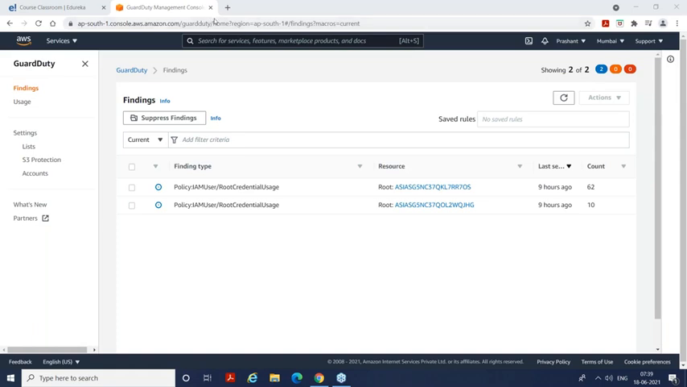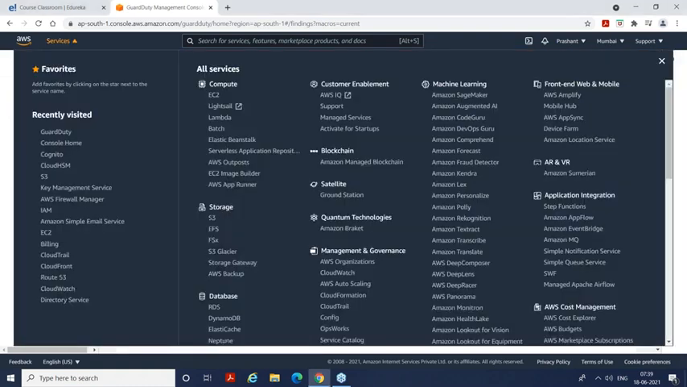So remember this count 62 and 10, and here it says 9 hours ago. So now what I'm going to do is I'm going to quickly use this root account to quickly create a bucket.